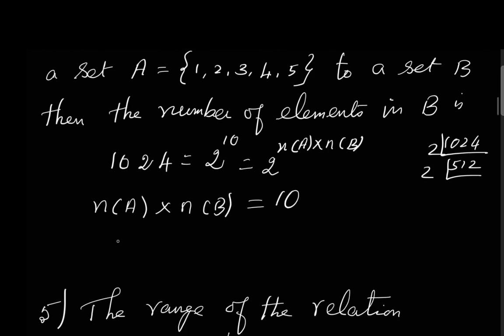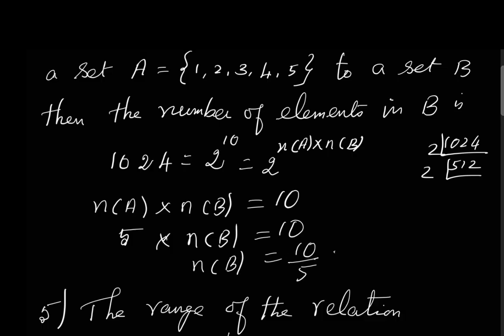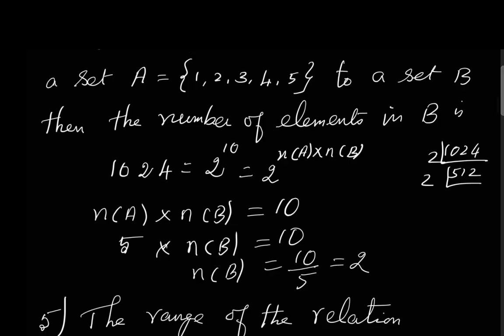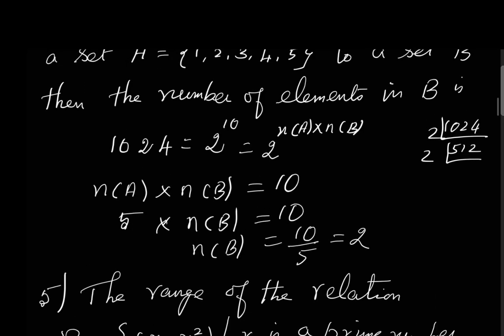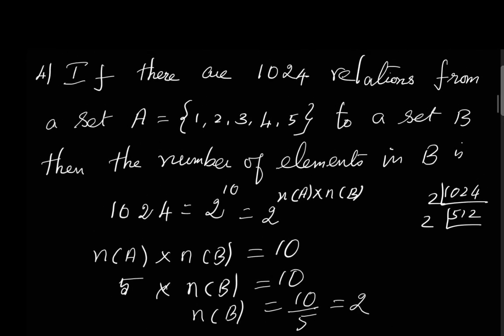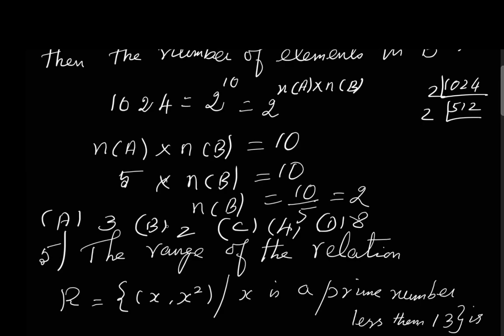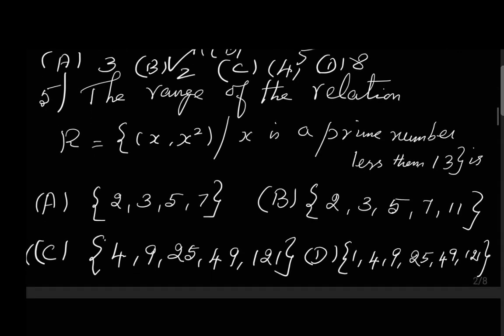So n of A they have given us: 5 elements, 1, 2, 3, 4, 5 elements. But n of B we have to find, which is equal to 10. So n of B is equal to 10 by 5. This is equal to 2. So the number of elements in B is 2. So you have options in your book. See, it is option B. Option B. See the next sum.